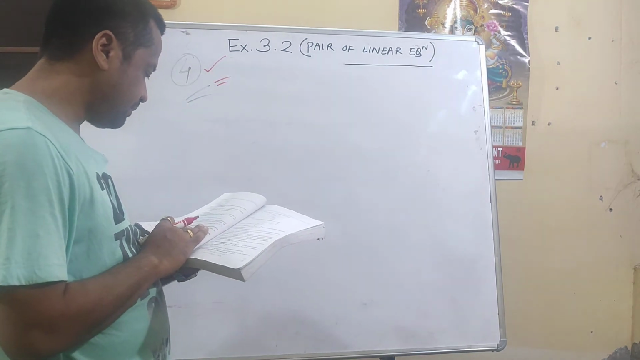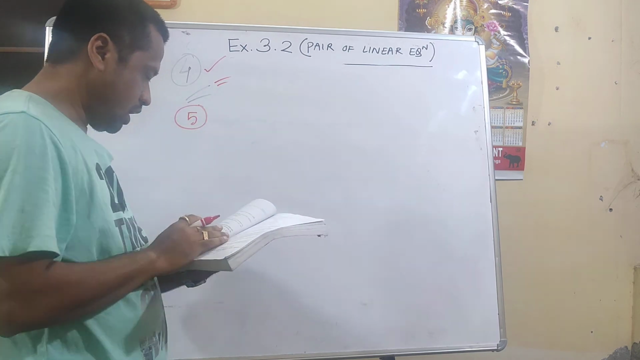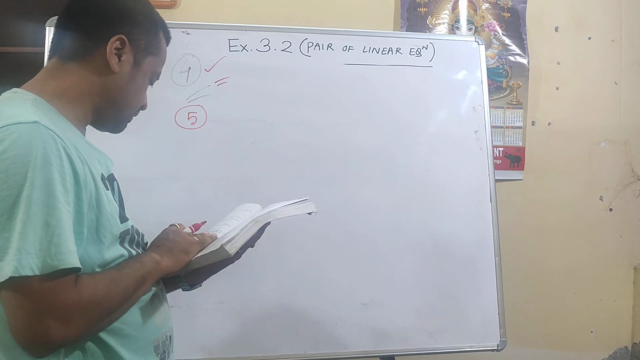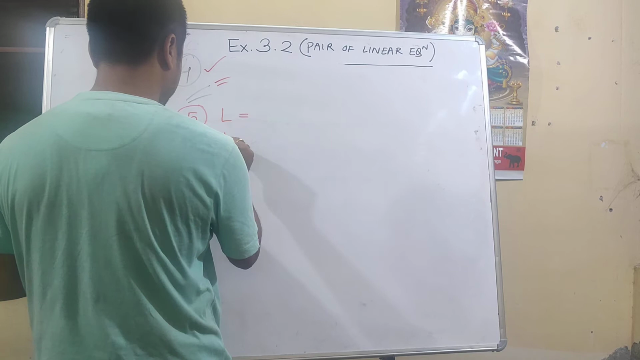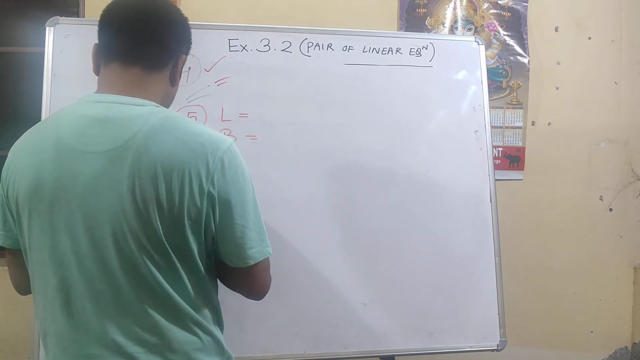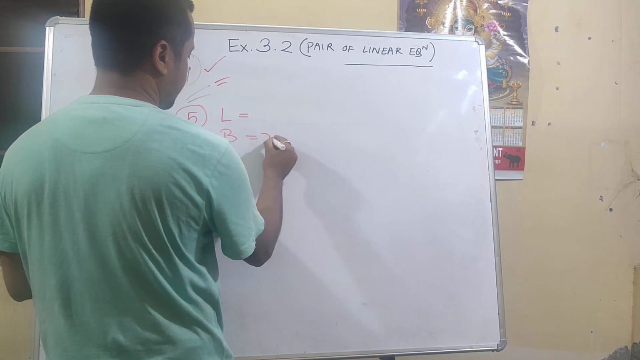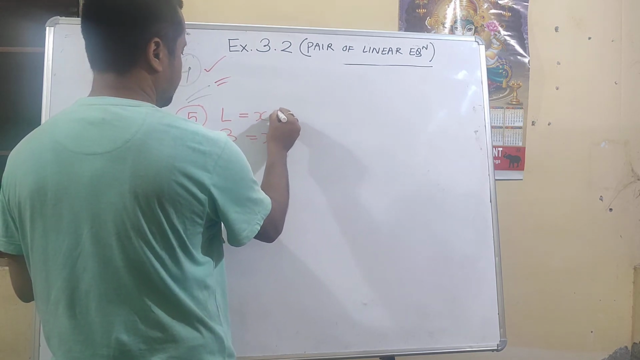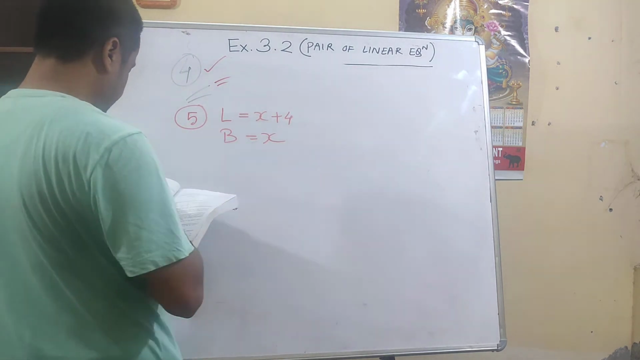In question number 5, it is different. Half the perimeter of a rectangular garden whose length is 4 more than its width is 36. Find the dimensions of the garden. So let L and B. Length is 4 meter more than width. So width, that means breadth, is suppose x. Then the length will be 4 meter more, so x plus 4.